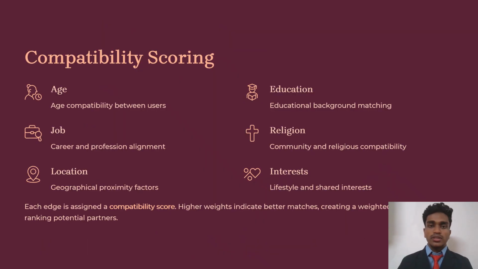Not all matches have the same level of compatibility. Therefore, each connection between two users is assigned a compatibility score. This score is calculated using different factors such as age compatibility, education level, profession or job, religion or community, location, and personal interest. This gives us what is called a weighted graph, where each edge has a weight representing compatibility strength. Higher weights indicate better matches, allowing the system to rank potential partners.